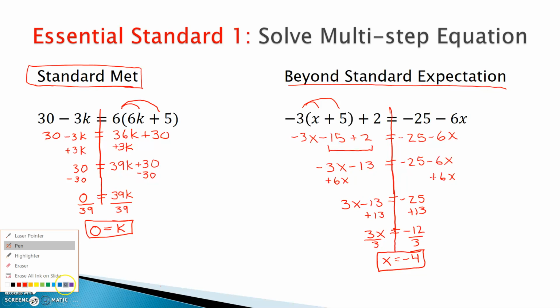Alright, so here we have it. Here are your solutions. Again, depending on which one you pick to do. Let's go through the first one real quick. Standard met. Now, of course, you start off by distributing. 6 times 6 is 36. 6 times 5 gives you 30.